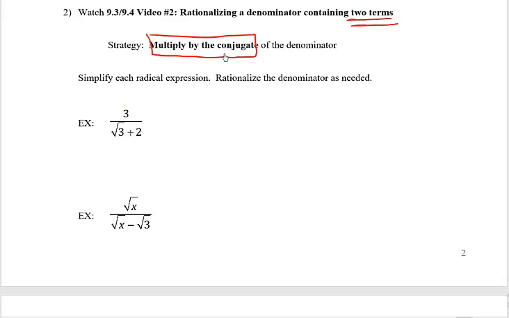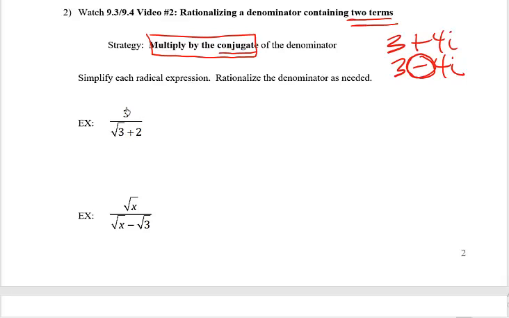And that word might sound familiar to you. We have used it one time before in this class. It's when we were dealing with complex numbers. And I believe we were dividing complex numbers and we had to multiply by the conjugate. The conjugate means the same thing but with a different sign in the middle. Change the sign in the middle. Well, that same idea is what works in this situation as well.